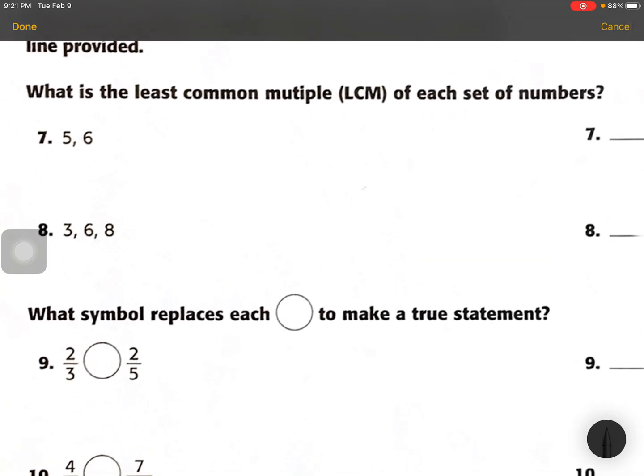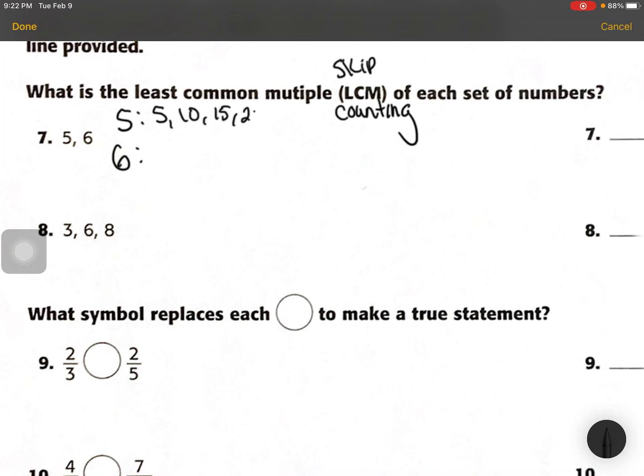Okay, number 7, least common multiple. I wish they would just write skip counting. Okay, so we are going to list 5 and 6 and skip count. Or you can just go down your times table chart that's on your desk. It's easy peasy, lemon squeezy. 5, 10, 15, 20.